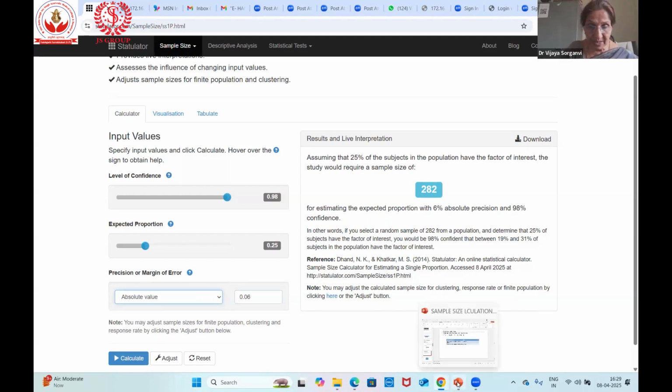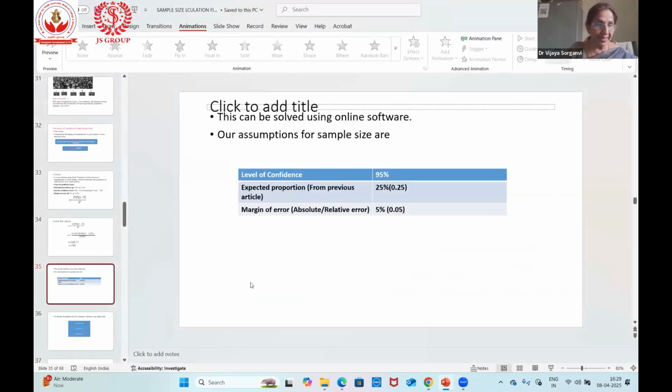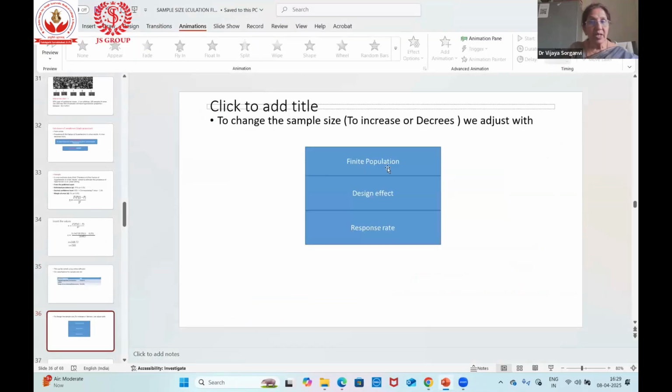Now we'll come to the slide. Okay, next is, if I want to adjust with finite population or with the design effect or response rate. Okay. So I can do it with the same software. Okay.